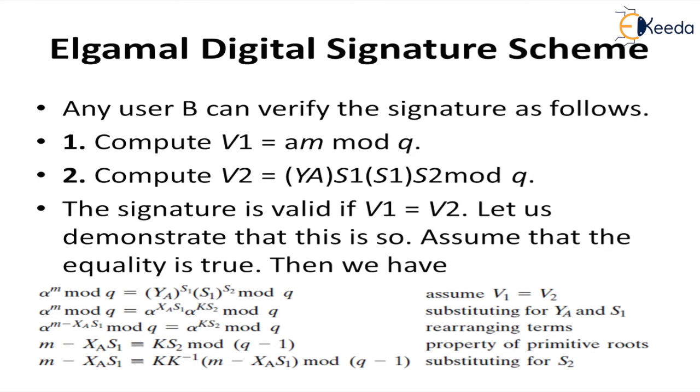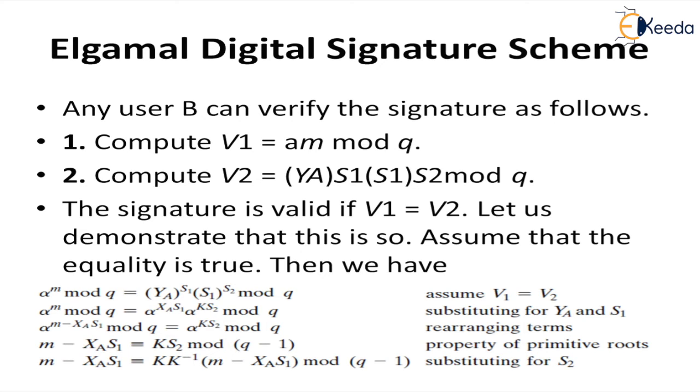Any user B can verify the signature as follows. Compute V1, that is alpha raised to m mod q, and compute V2, that is y sub A raised to S1 times S1 raised to S2 mod q. The signature is valid if V1 is equal to V2. Let us demonstrate that this is so. Assume that the equality is true. Then we have alpha raised to m mod q is equal to y sub A raised to S1 times S1 raised to S2 mod q.